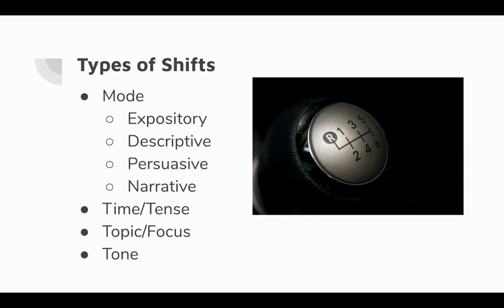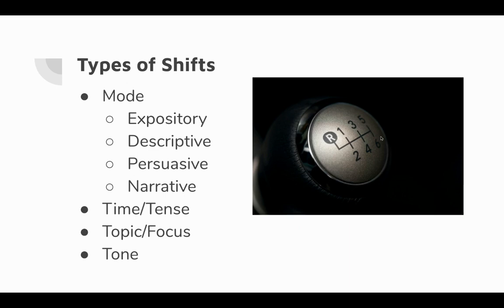And then there's finally the tone shift. So we see this a lot in Abigail Adams' letter to her son, where she changes from being motherly and understanding to suddenly being a little bit stricter. Or she changes her tone from being a more informative tone to a very persuasive tone. And that's kind of like that mode idea as well. Okay. Those are the different types of shifts.